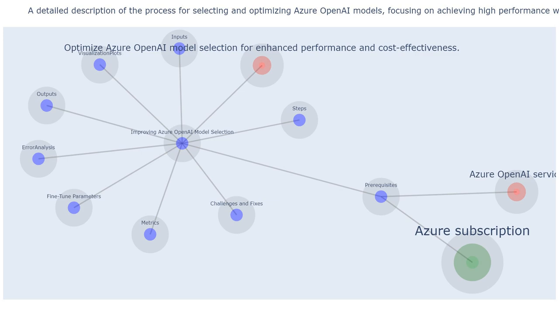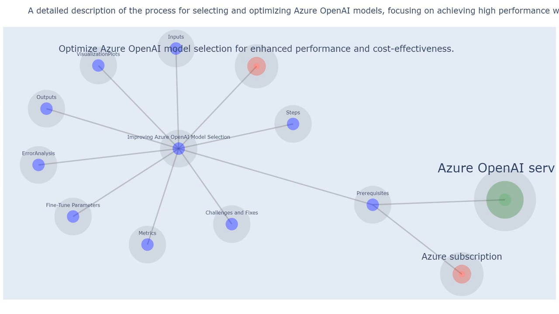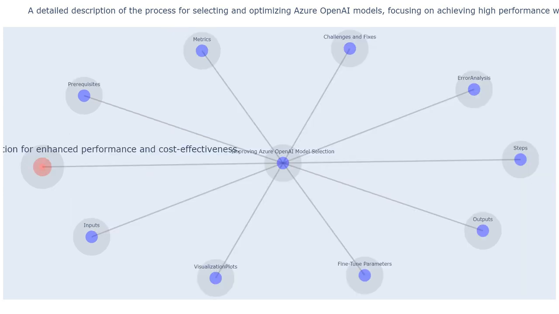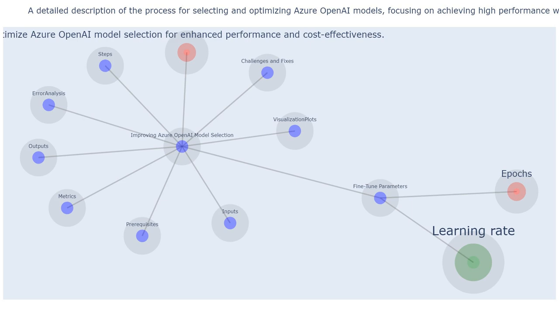Prerequisites. An active Azure subscription, which provides access to Azure services and resources, including Azure OpenAI, an active Azure OpenAI service instance, allowing the use of Azure OpenAI models within the Azure environment. Fine-tune parameters. The learning rate is a parameter that controls the step size during model training. It determines how much the model adjusts its weights based on the training data. Finding the optimal learning rate is crucial for effective model training.